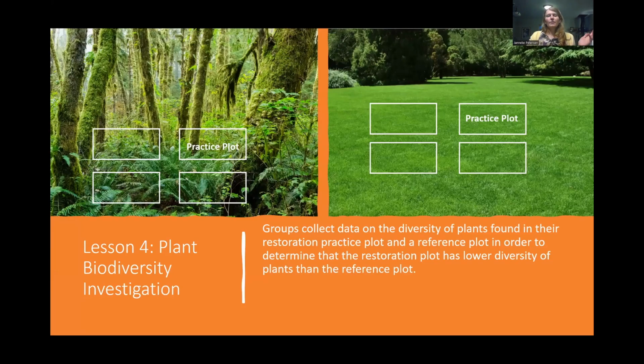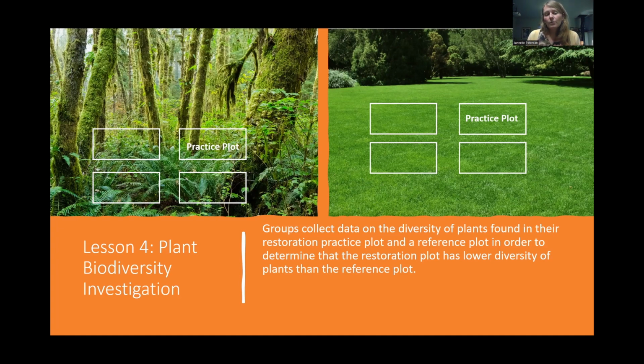So now that I've gone through that preparation, I'll just remind you that lesson 4 is a plant biodiversity investigation, and it really is going to set up the students for the rest of the unit. It's a super fun outdoor investigation. This lesson is a really good way for students to practice the native plant ID that they learned in lesson 3. And it's also really great if you can help groups identify plants, because it's possible there will be some plants in their reference plots that they did not learn in Each to Teach To, or that they forgot.